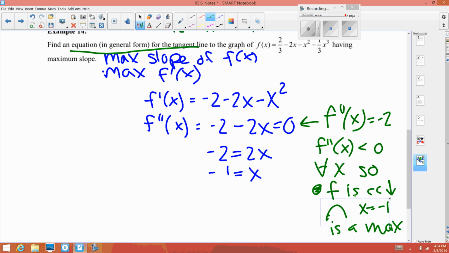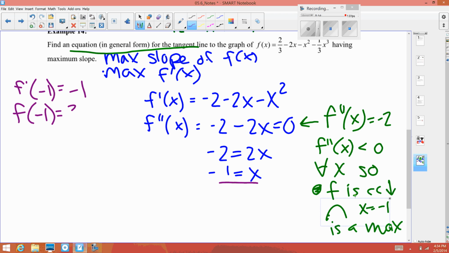All right, so now find an equation of the tangent line having maximum slope. So now we have to find the equation of the tangent line, last step here. I'll pick purple, why not? So remember, for the equation, we need a slope. This is our x value. Find the slope. Plug it in. I think you get negative 1. And we need a point, so plug that into f.